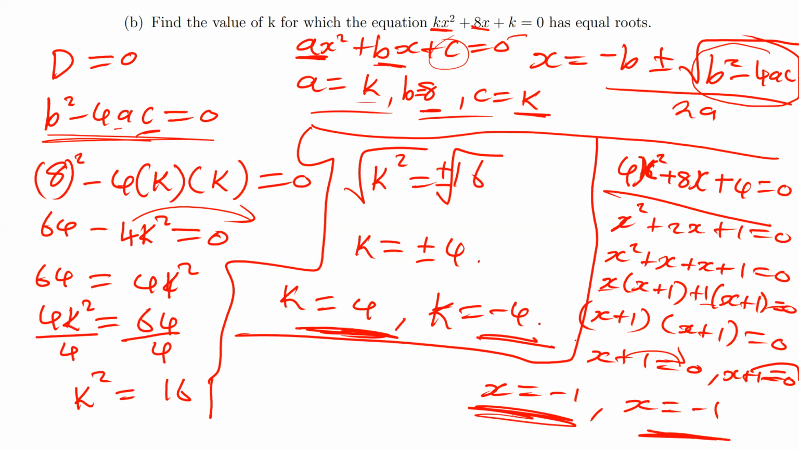So sometimes they may not tell you that it has equal roots. They can tell you to find the values or the range of values of k for which the quadratic equation has two distinct real roots, or they can tell you that it has imaginary roots. So what you just need to remember is that if they say it has two distinct real roots, the discriminant will be greater than 0. And then if they say it has imaginary roots, it means that the discriminant will be less than 0. That's what it means.